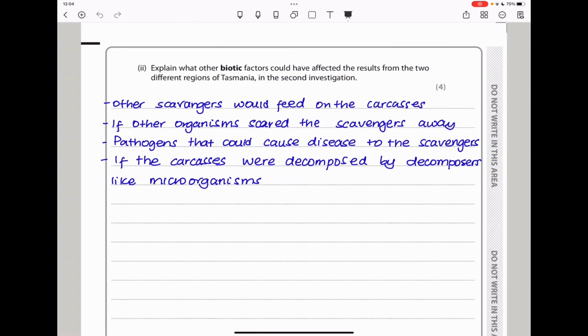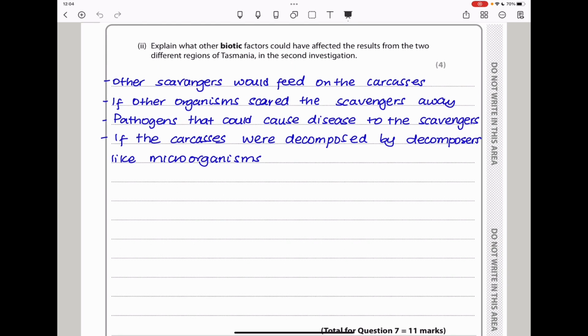So let's continue. Here they ask, explain what other biotic factors could have affected the result from the two different regions of Tasmania in the second investigation. So here it could be that other scavengers would feed on the carcasses, meaning scavengers not included in the table. What if they feed on the carcasses? Or if other organisms scare scavengers away? Not only the Tasmanian devils, what if others could scare them? This could be other predators that were scary to the scavengers. Whenever they came, the scavengers ran away.